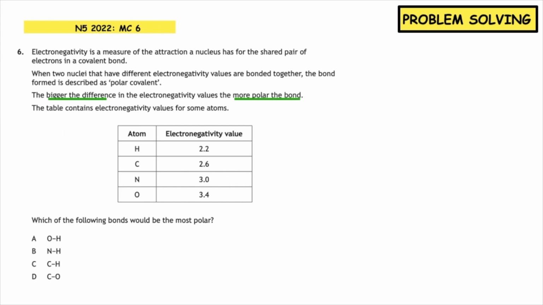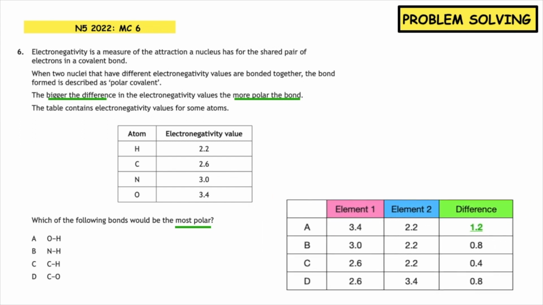The table contains the electronegativity values for some atoms, and the question asks you which of the following bonds would be the most polar. To do this, take each element 1 and put the electronegativity value, element 2, put the electronegativity value, and then take the difference between them. The one with the largest difference is going to be the most polar, so the correct answer to this is multiple choice answer A.